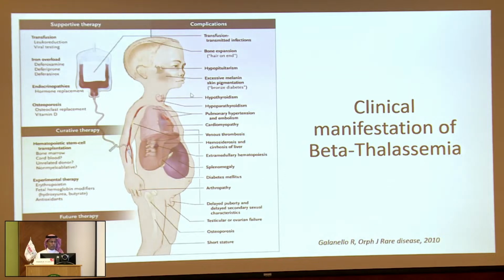As you can see, different organs are affected. You know, the skull, the face. You can appreciate the hepatosplenomegaly, the osteoporosis. These patients have stunted growth, abnormal endocrine organs. The iron overload becomes a problem if iron chelation is not introduced early in life.